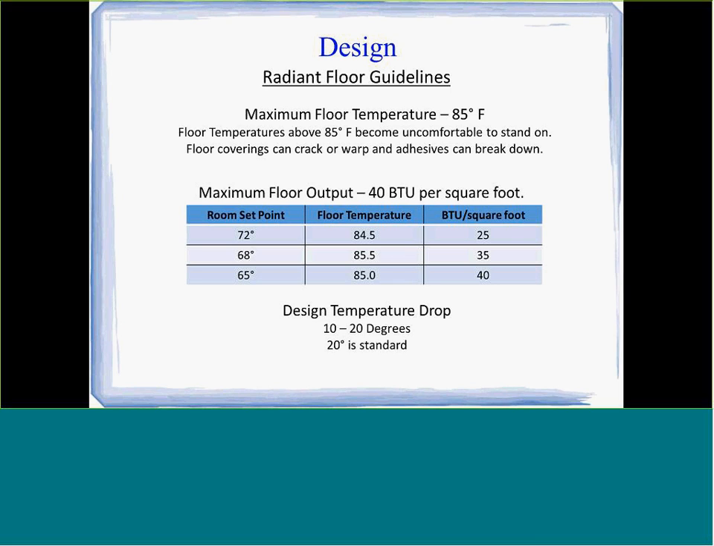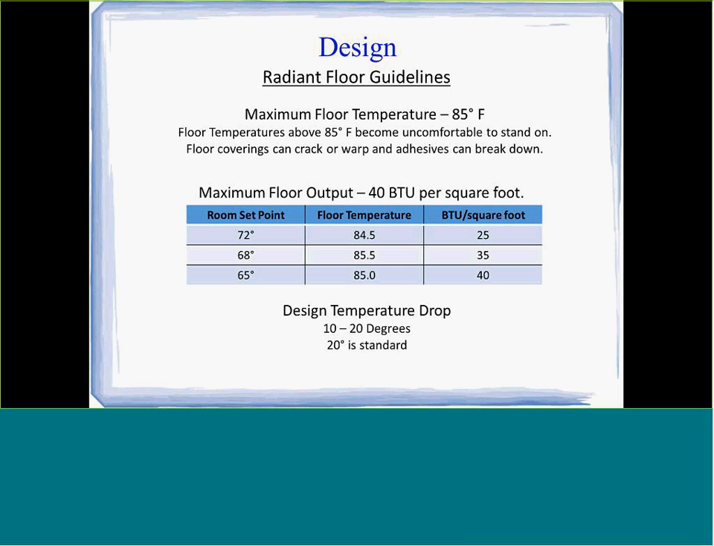We usually tell people that the maximum output we can get is 40 BTUs per square foot. And you can see in the chart various set points of room set point, 72 degrees with an 84.5 degree floor temperature, we're down to 25 BTUs per square foot. Where if we lower that temperature to 65 degree room set point, we have an 85 degree floor temperature and we can give you 40 BTUs per square foot. But it's going to depend on what the set temperature of the room is.